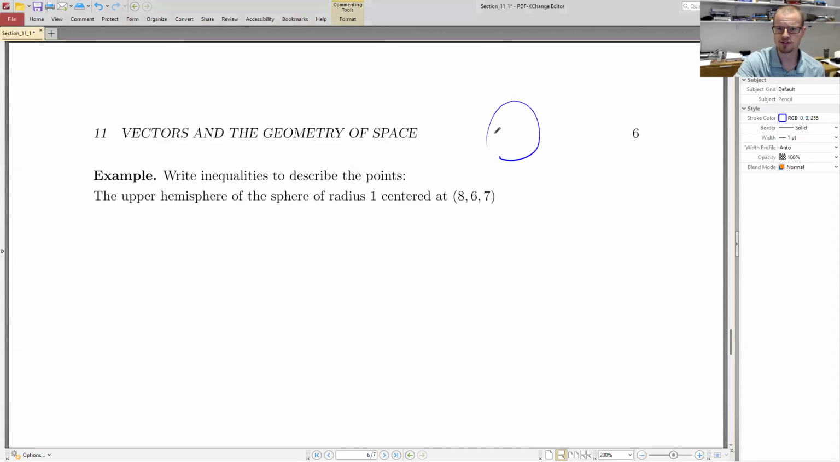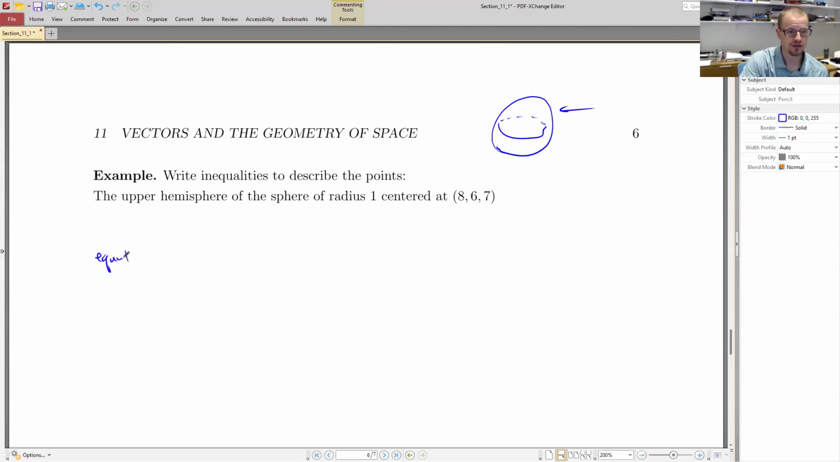So we have some sphere, and this is an equator or a great circle or whatever you want to call it, and we're just looking for the top half here. So we can find an equation for the sphere of radius 1 centered there. We already talked about equations of spheres.